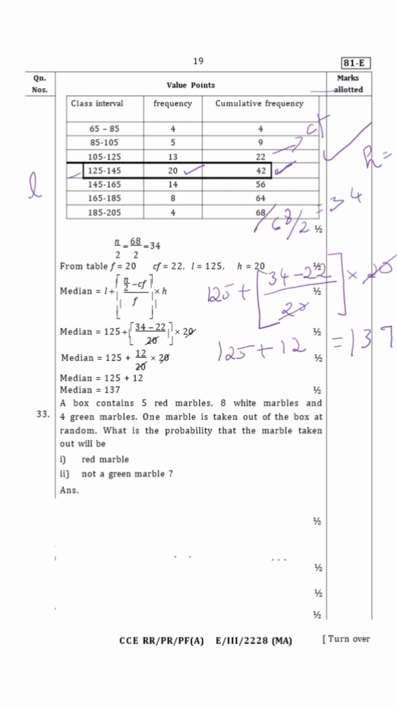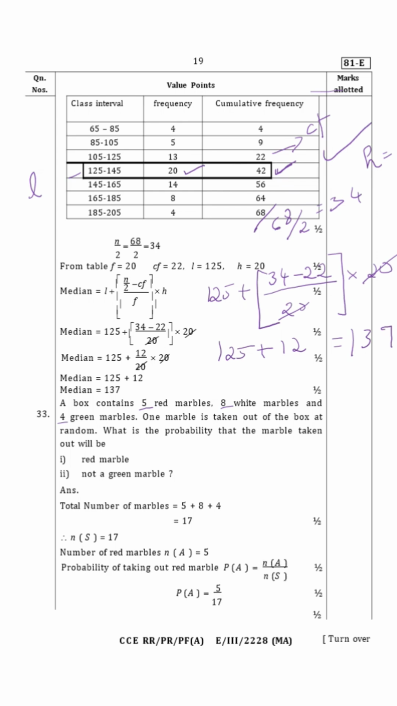Here total number of marbles is 5 plus 8 plus 4, that is 17. So number of S is 17. The first question, red marble. We have to find the number of red marbles, that is 5. So number of A is 5. Now probability of picking a red marble is number of A by number of S. So it is 5 by 17.